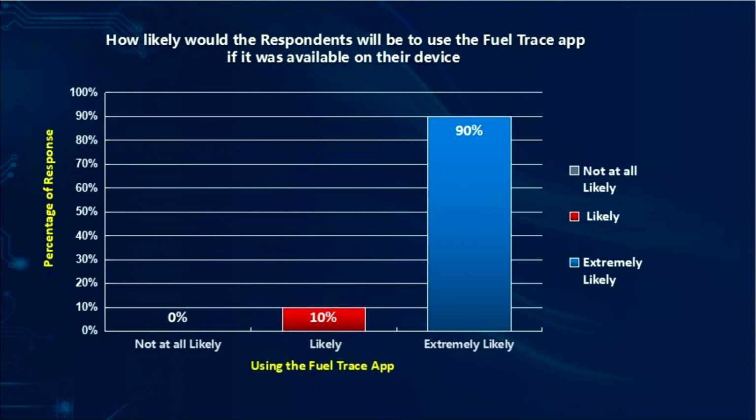Now you are seeing the eighth data, which is how likely the respondents would be to use the Fuel Trace app if it was available on their devices. 90% of the respondents said they are extremely likely to use the app if it is available on their devices, and 10% also stated they are likely, and 0% of respondents stated that they are not likely at all to use it if it was available on their device. Here also we have a success rate, with 90% saying they will extremely likely use the Fuel Trace app if available on their devices.